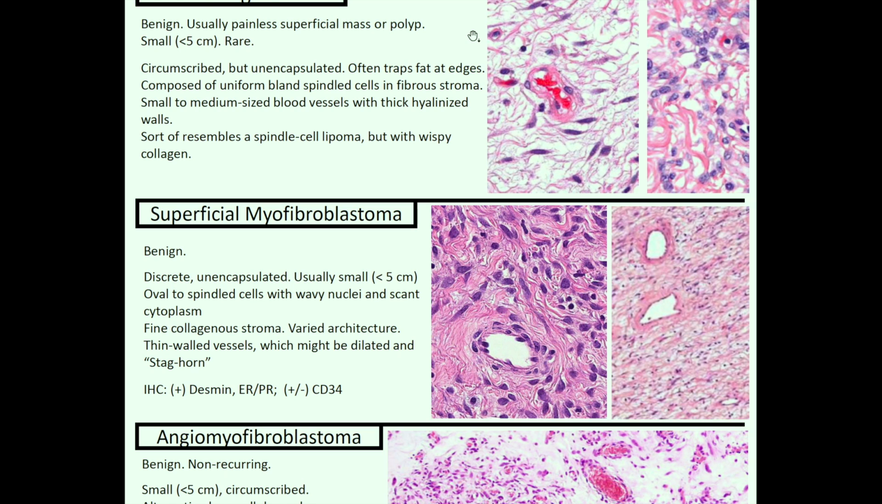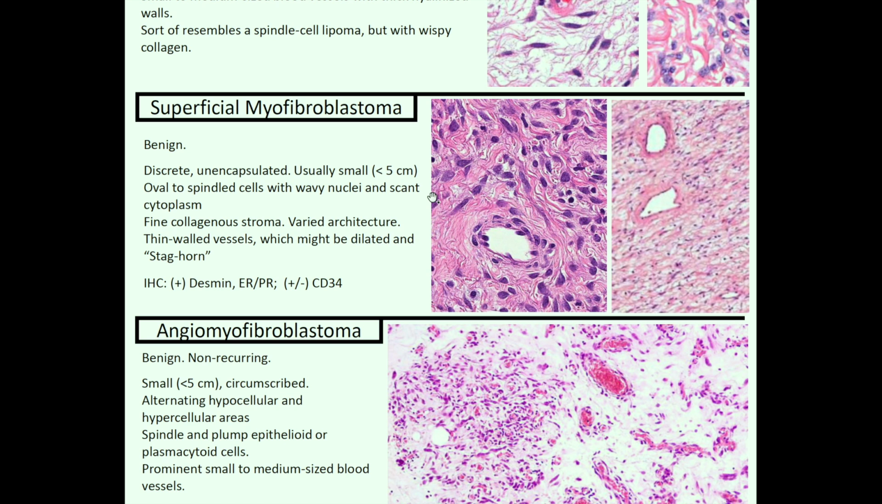The next entity is cellular angiofibroma. These are benign, usually painless superficial masses or polyps, often small, under 5 centimeters, and they're quite rare. So they're circumscribed but unencapsulated, often trapping fat at the edges, and they're composed of uniform, bland, spindled cells and fibrous stroma, with small to medium-sized blood vessels with thick hyalinized walls. So this sort of resembles a spindle cell lipoma, but with wispy collagen.